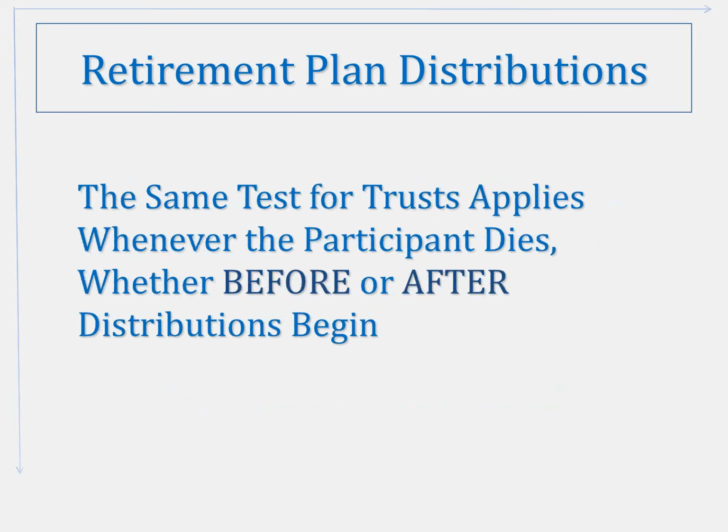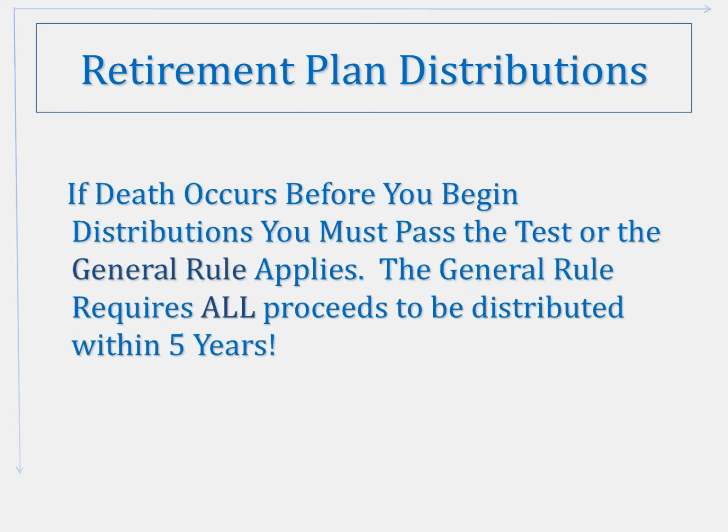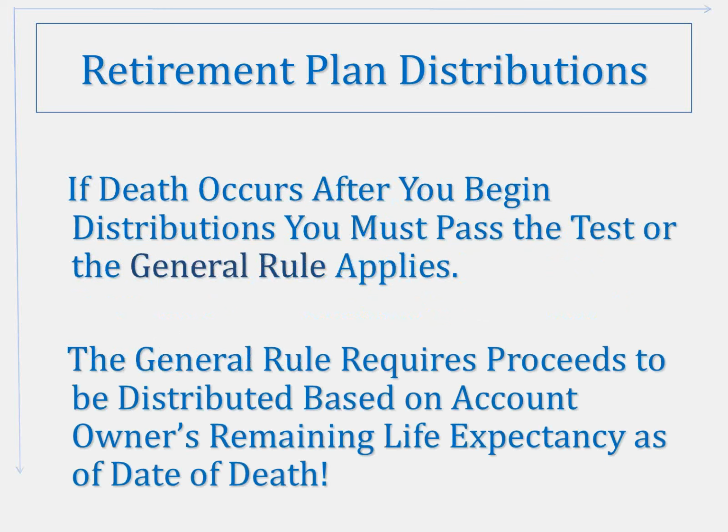So the same test applies for trusts, it applies for individuals, and it applies whenever the participant dies, whether before or after distributions begin. So if death occurs before you begin distributions, you have to pass the test, or the general rule applies. And the general rule requires that all proceeds from the retirement account be distributed within 5 years. If death occurs after you begin distributions, you have to pass the test, or the general rule applies, and that rule requires that the proceeds be distributed based on the account owner's remaining life expectancy as of the date of death, which could be quite short.